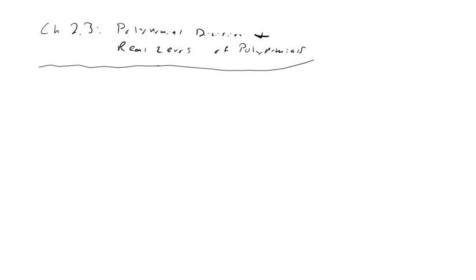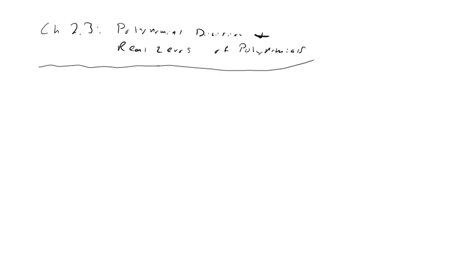Polynomial division and real zeros of polynomials. What are we talking about? Mr. Mitchell, you're using a lot of fancy words, like polynomial. Can you clarify? What is a polynomial?